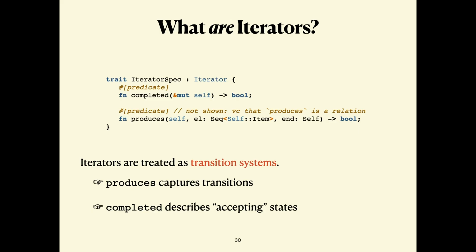So the idea is we have one clause, completed, that describes the accepting or final states of our transition system, what it means for the iterator to be finished, kind of intuitively. And we have the second, more complicated one, produces, that captures what a valid sequence of transitions is. The idea is going to be that from some initial state of the iterator, what items can I produce to bring me to the final state?